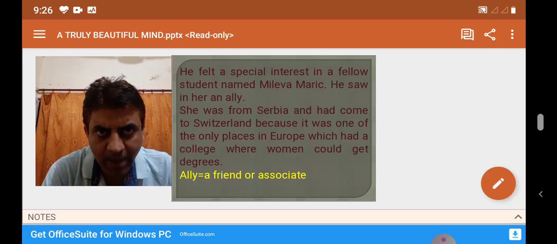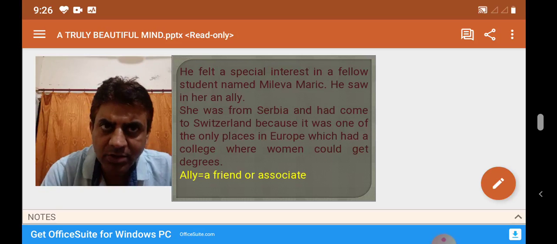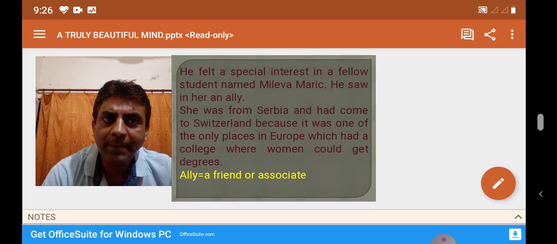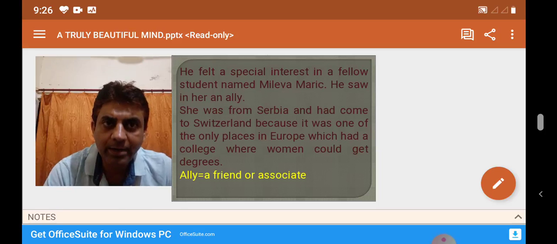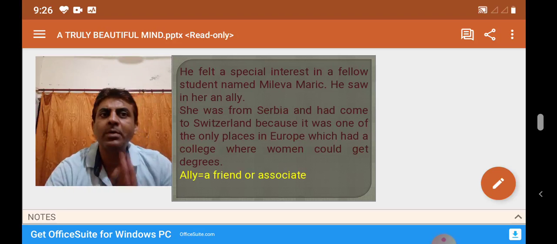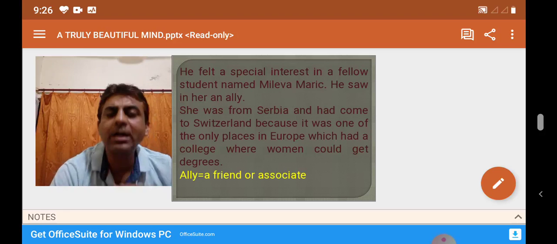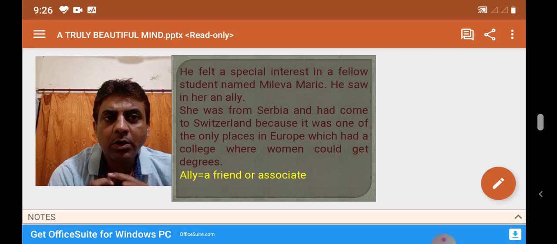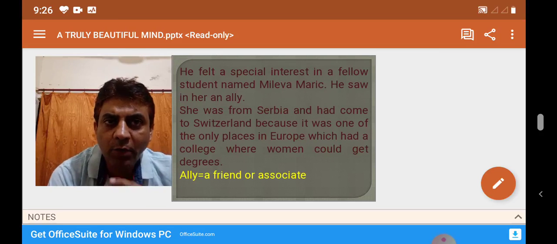Albert Einstein started taking interest in fellow student named Mileva Maric. He considered her his friend, and Mileva Maric was from Serbia and had come to Switzerland to get degrees from the college, one of the colleges in Europe, the places where the women could get degrees easily.